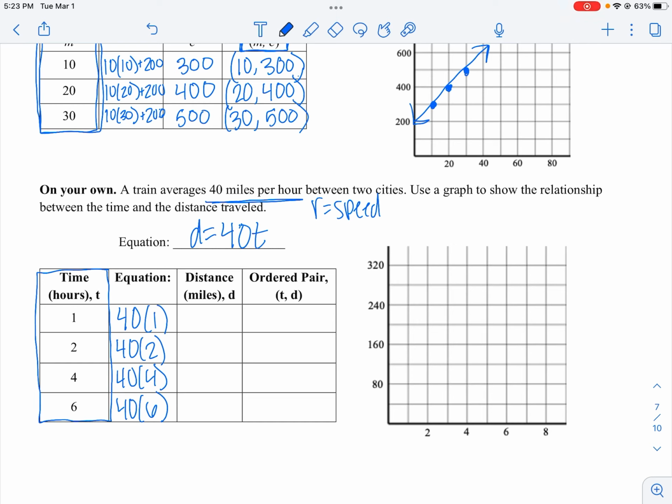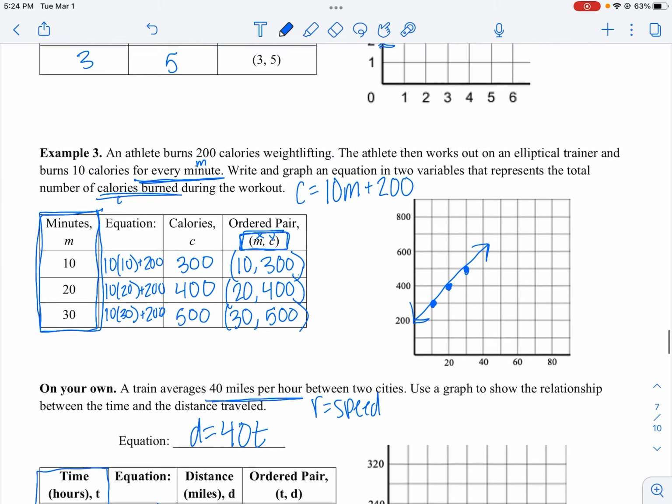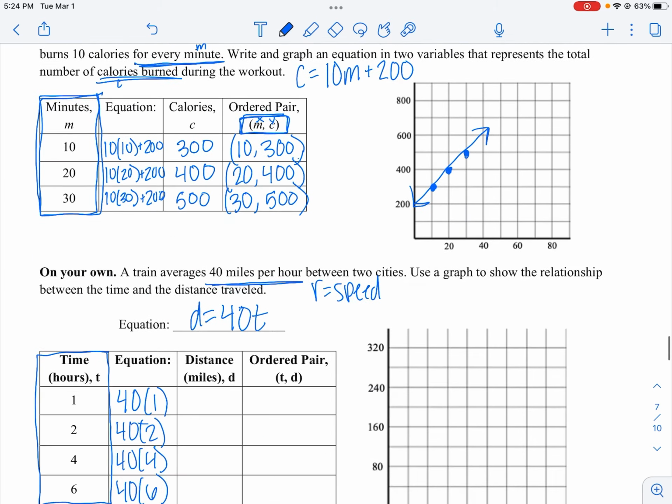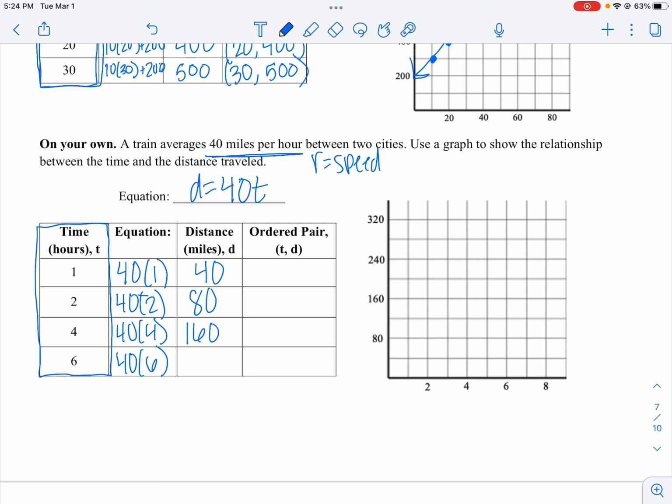Okay, so that means in this first box, if we drive for 1 hour at 40 miles per hour, our distance is going to be 40 miles. In the second row, if we drive for 2 hours at 40 miles per hour, we're going to go 80 miles. Okay, so all we're doing is multiplying. If we drive for 4 hours, we're going to go 160 miles. And then if we go driving for 6 hours, it's going to be 240 miles.